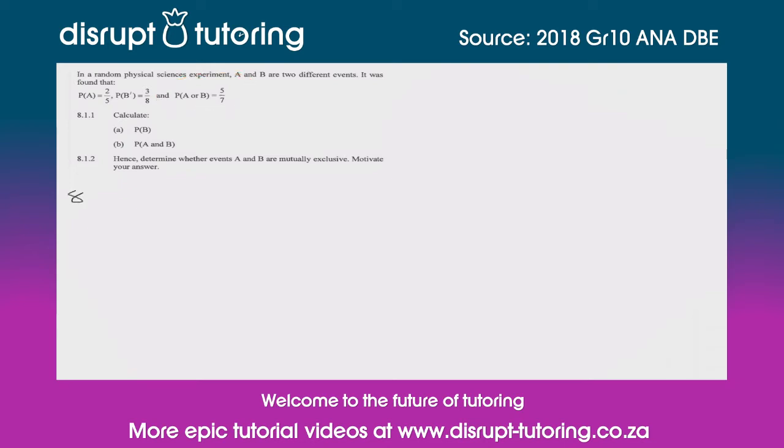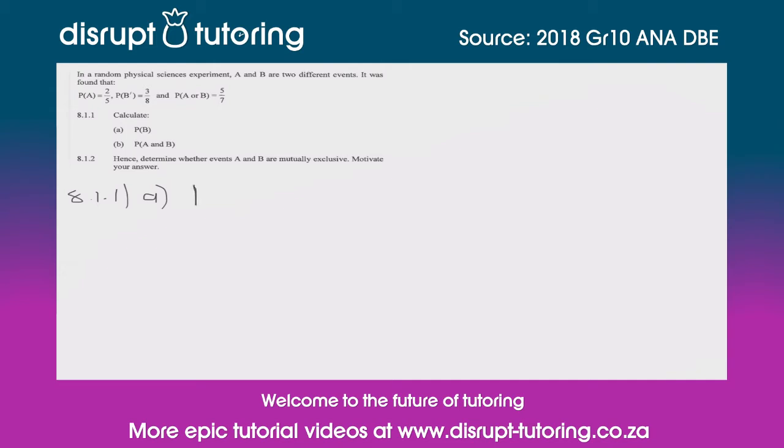Now in 8.1.1a, they've asked us to calculate the probability of B. Now they've given us the probability of B not happening. Now we know for an event to be certain to happen, it would equal 100% or 1. So the probability of an event not happening would be 1 minus the probability of that event.